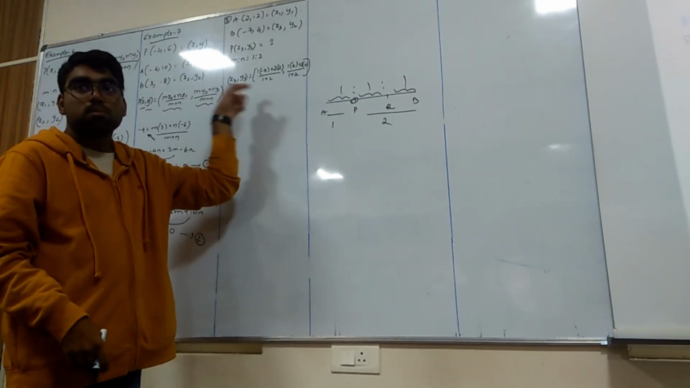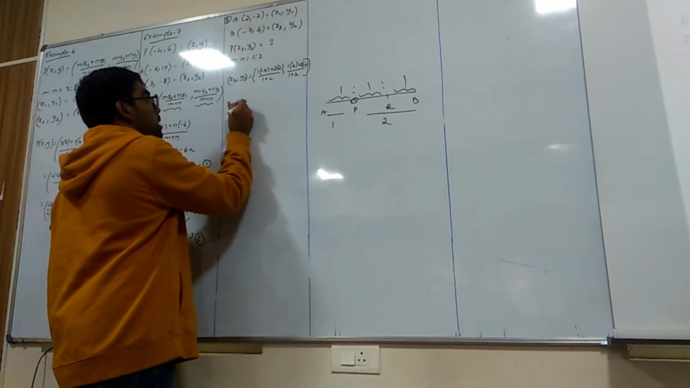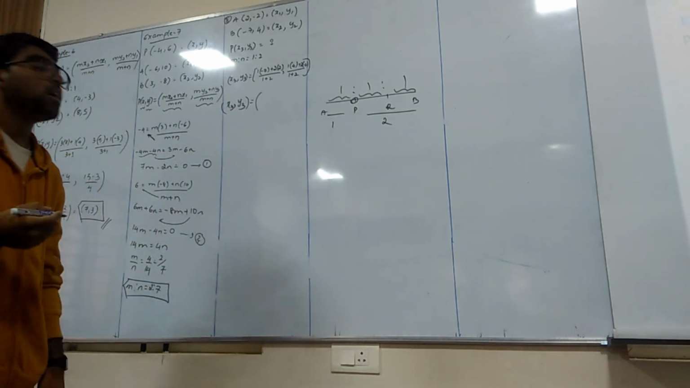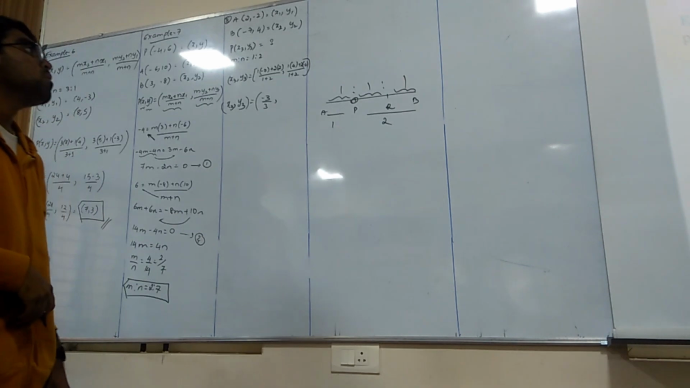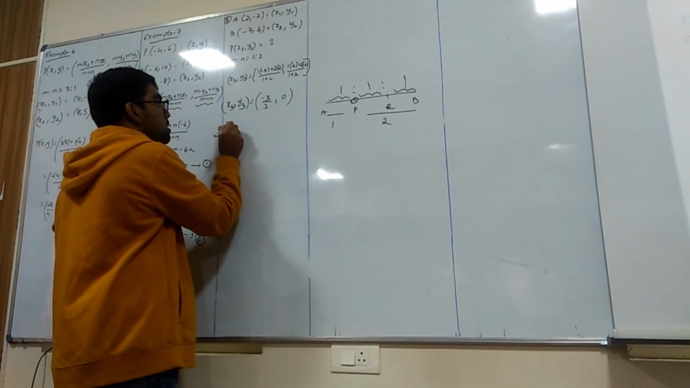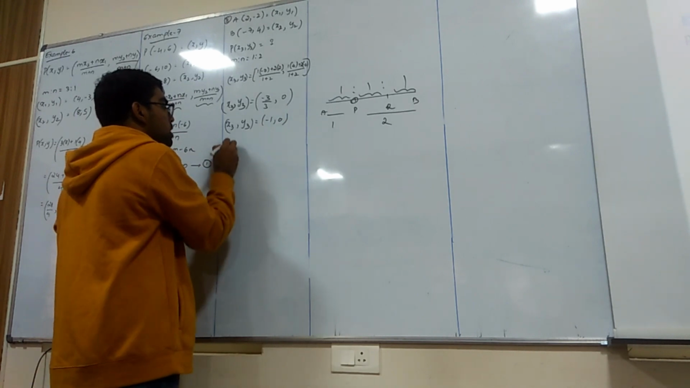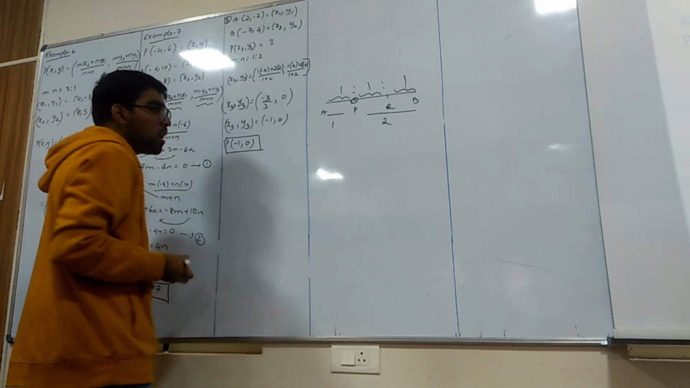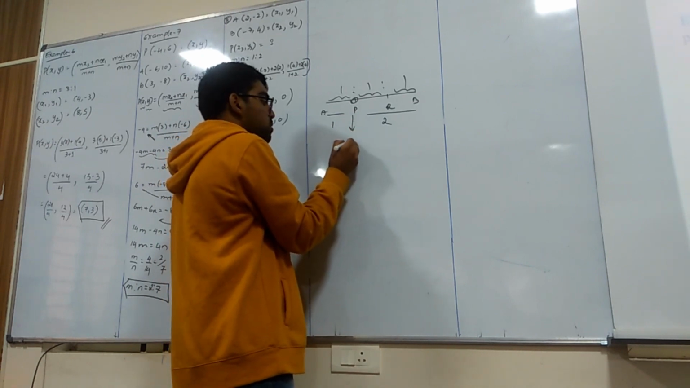Substitute in the formula. So x3 comma y3 is equal to minus 7 plus 4, which is minus 3 by 3, comma 4 minus 4 is 0. So x3 comma y3 is equal to minus 1 comma 0, that is point P. Now you know this point P is minus 1 comma 0.